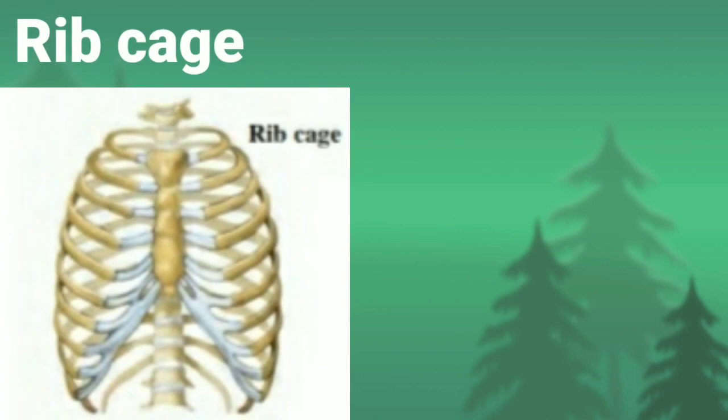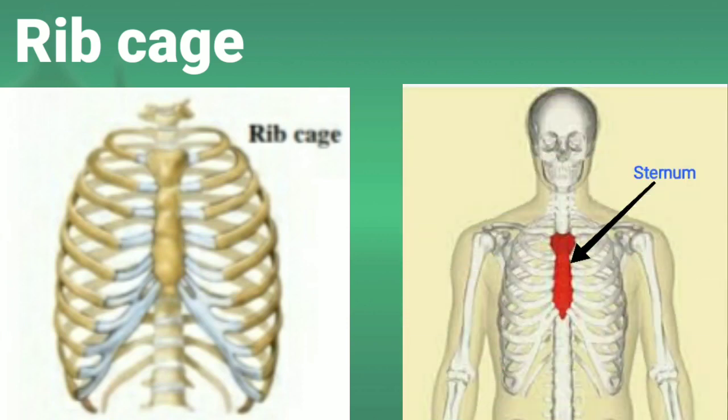Rib cage. The cage-like structure in the chest is called the rib cage. In the chest, there is one vertical flat bone called the sternum. 12 pairs of flat bones called ribs are joined to it sideways. These 25 bones form the rib cage. It is joined to the spine at the back.